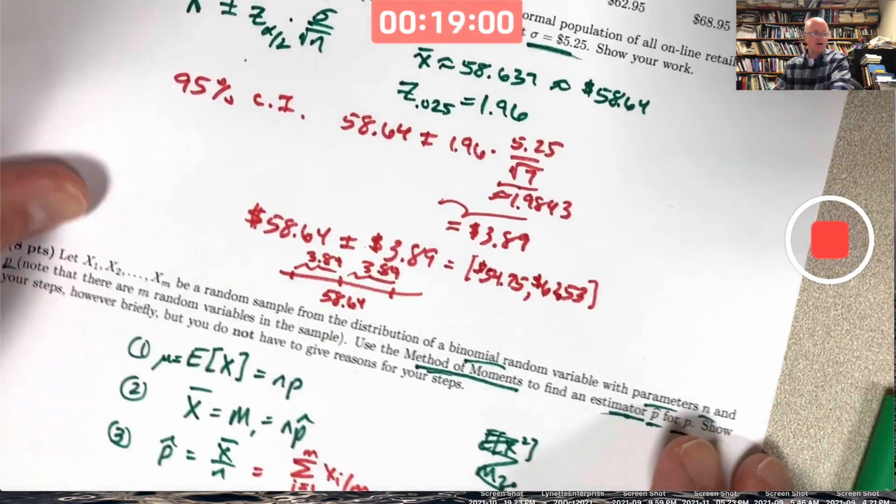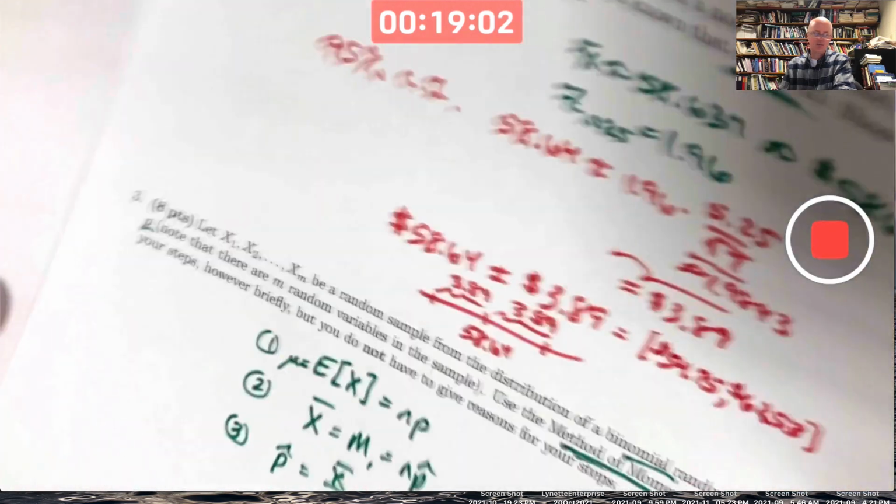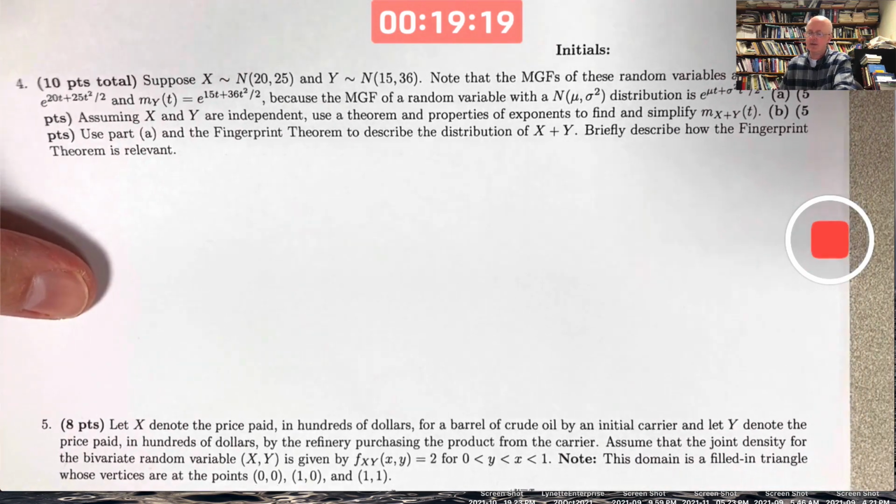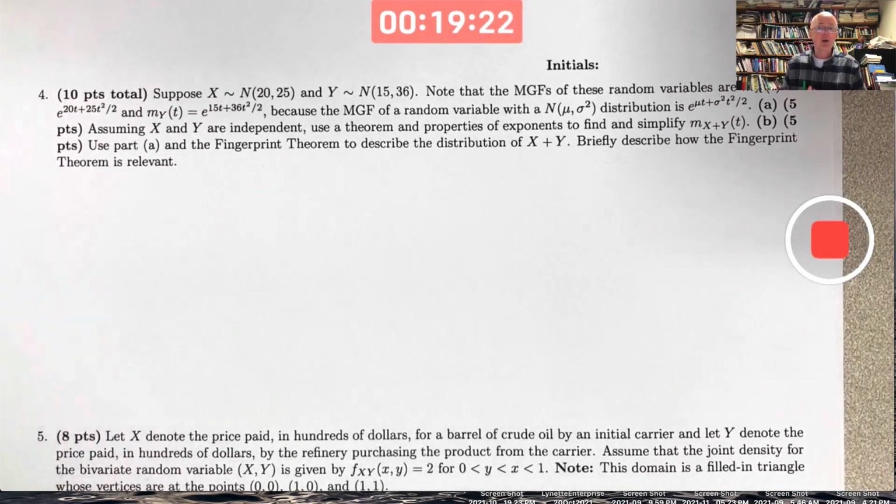All right, on to the second page. Lots of good practice problems for this video that I've got for you here. This next one involves moment generating functions and something I call the fingerprint theorem. I don't think everybody calls it that. It's thinking about the moment generating function as being like a fingerprint, an identifier for a random variable.